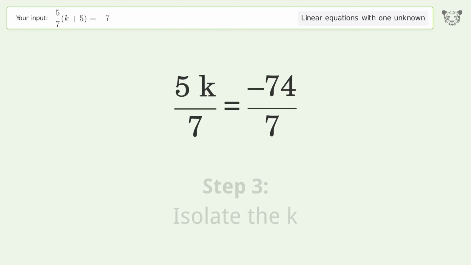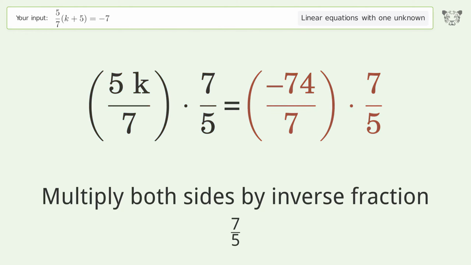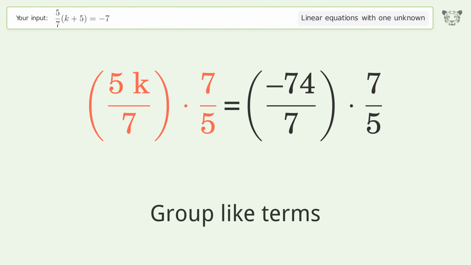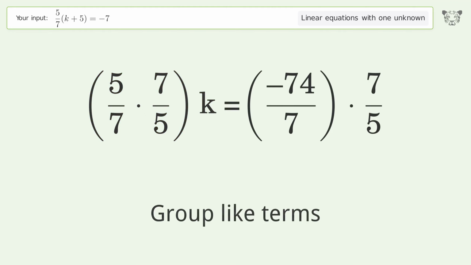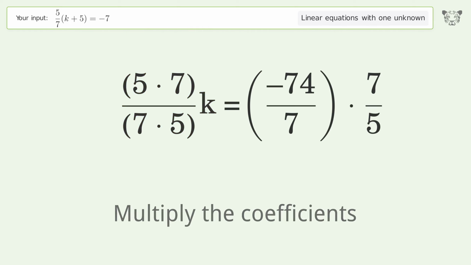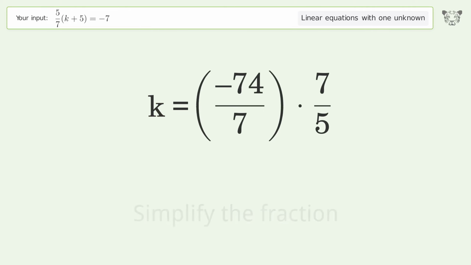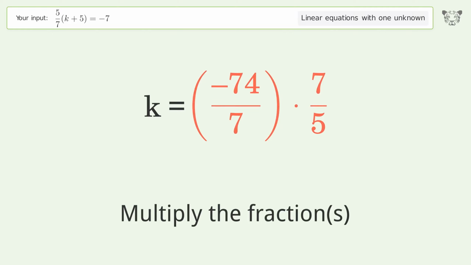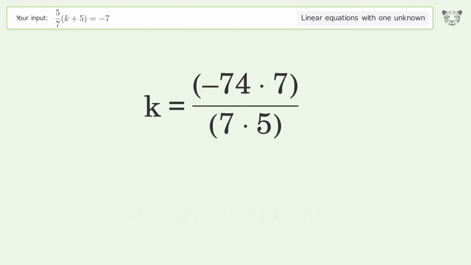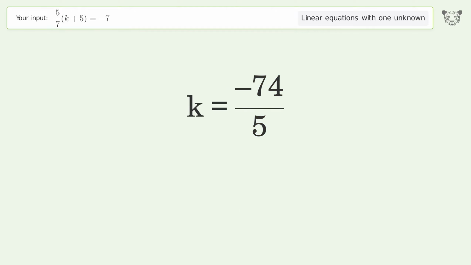Isolate the k. Multiply both sides by inverse fraction 7/5. Group like terms. Multiply the coefficients. Simplify the fraction. Multiply the fractions. Simplify the arithmetic. And so the final result is k equals -74/5.